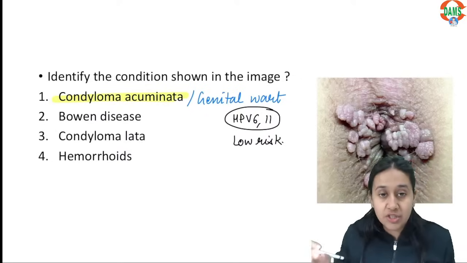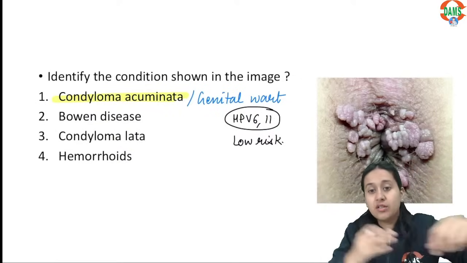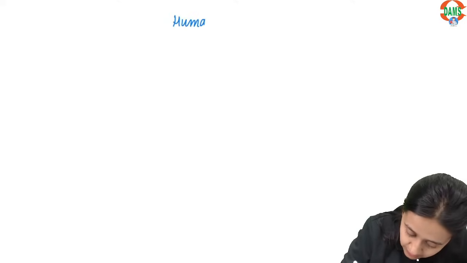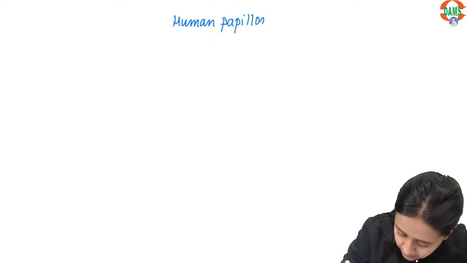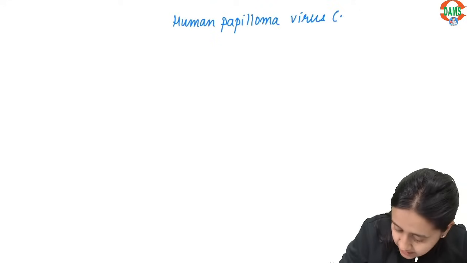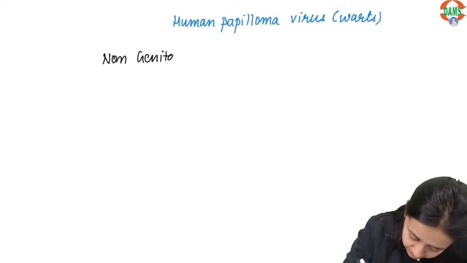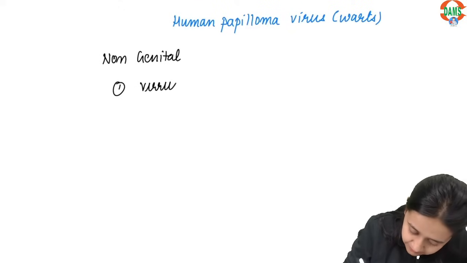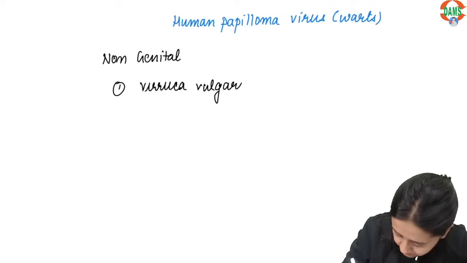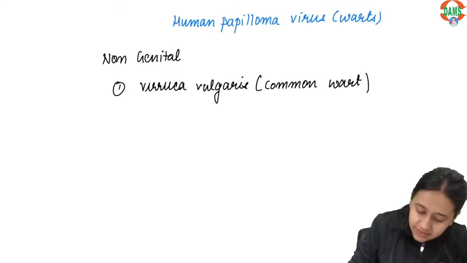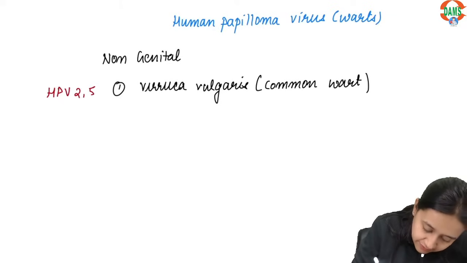Second was the image-based question. Now the third question, they also ask you the strains of other types of HPVs. So let me make a table for all of you. The human papilloma virus causes warts, and there are two types of warts. One is non-genital. The first is verruca vulgaris, also known as common wart. Now they will ask you in the exam what the strains of verruca vulgaris are. It is HPV 2 and 5.